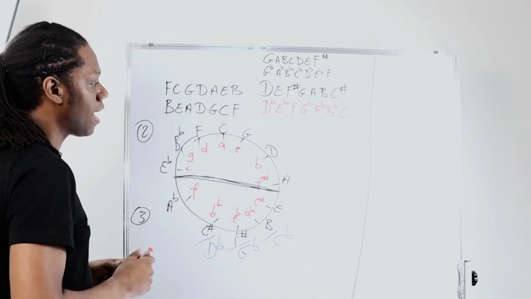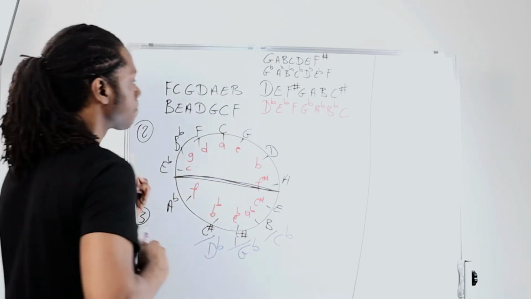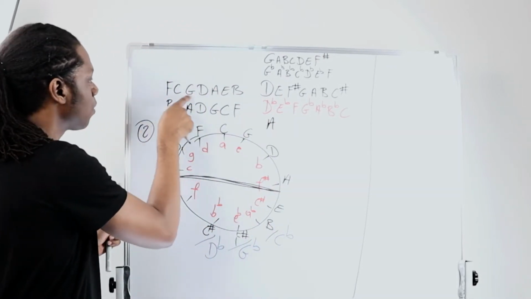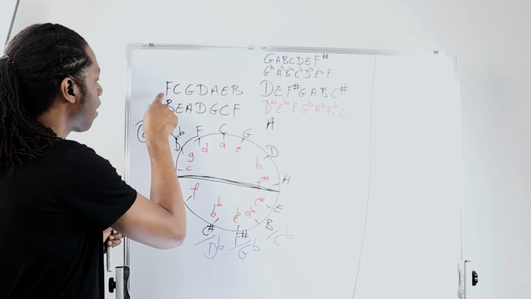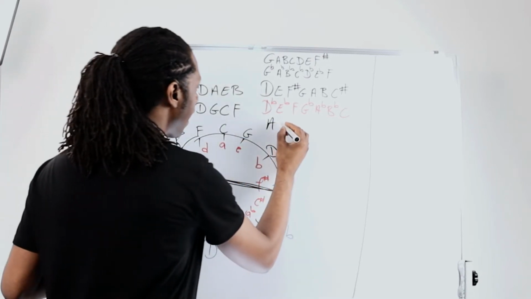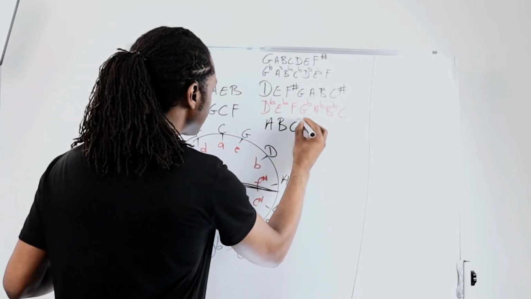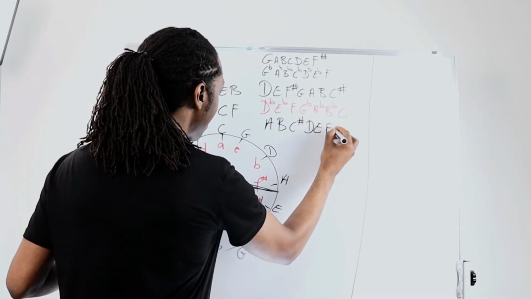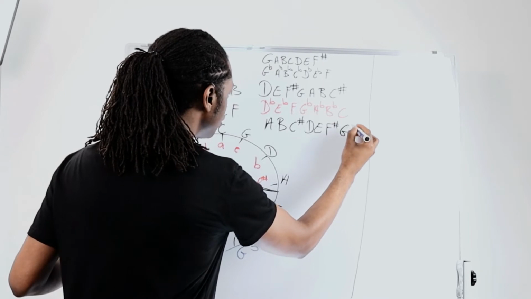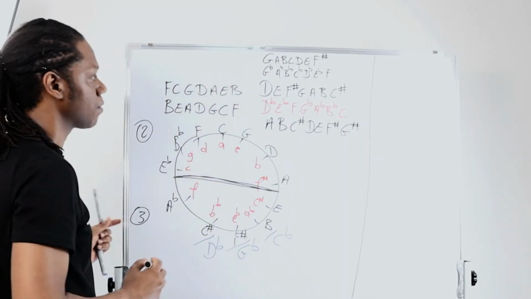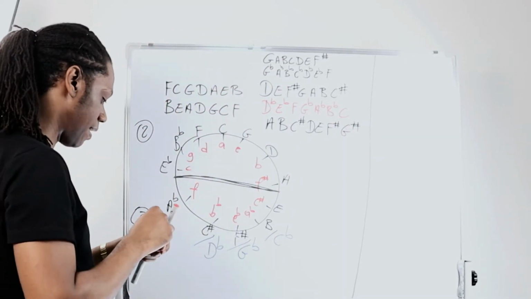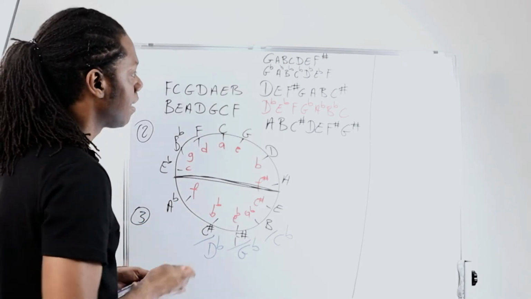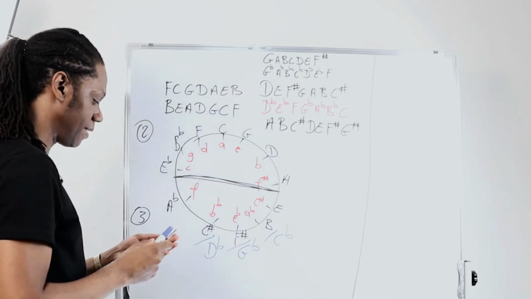Then we are going to go to A. So A has to have 3 sharps. So we were at 2 at D, so we're going to 3. So F sharp, C sharp, and G sharp. So A, B, C sharp, D, E, F sharp, and G sharp. Those are the notes in the A major scale. And remember, naturals become flats and sharps become naturals.